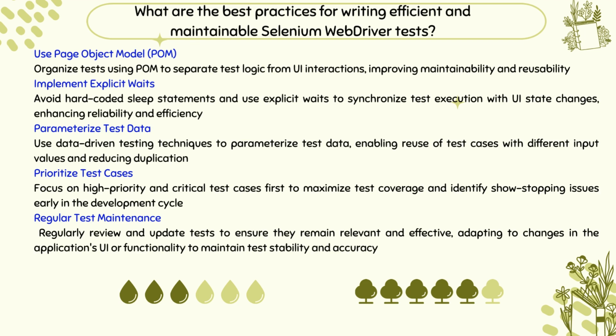Parameterize test data. Use data-driven testing techniques to parameterize test data, enabling reuse of test cases with different input values and reducing duplication. Prioritize test cases. Focus on high priority and critical test cases first to maximize test coverage and identify show-stopping issues early in the development cycle. Regular test maintenance. Regularly review and update tests to ensure they remain relevant and effective, adapting to changes in the application's UI or functionality to maintain test stability and accuracy.